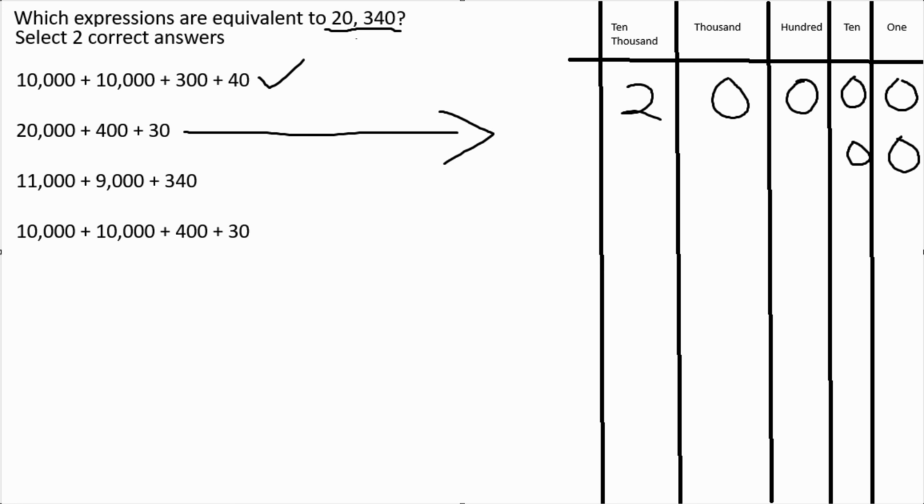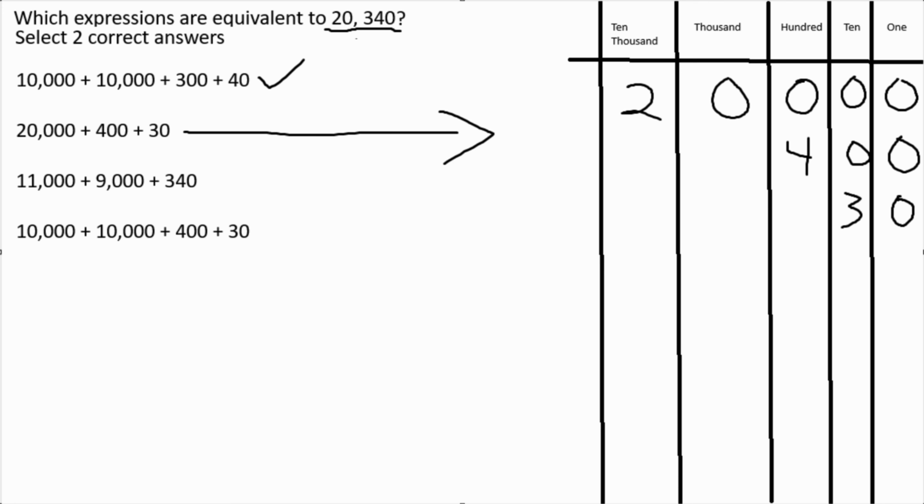So here we have 20,000 plus 400 plus 30. Going to do the exact same thing. We're going to put it in our place value chart. If you'd like to try this on your own, you can. Okay, we have a 0 in the thousands place and a 2 in the 10,000s place. We're going to put 400 in there as well. And we're also going to add 30 to that.